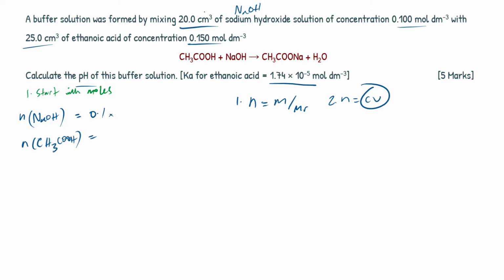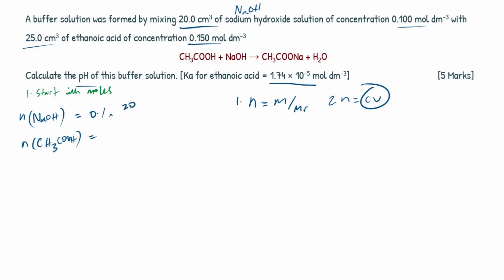No, we can't. Hopefully you guys are aware that we need to convert the units into decimeters cubed because our concentration is in what unit? Moles per decimeter cubed. So when you do this equation to calculate the moles, if the volume portion is not the same, you're going to mess up, all right? You're going to get the wrong answer. So we have to do that. How do we convert from centimeters cubed into decimeters cubed? We divide by 1,000.